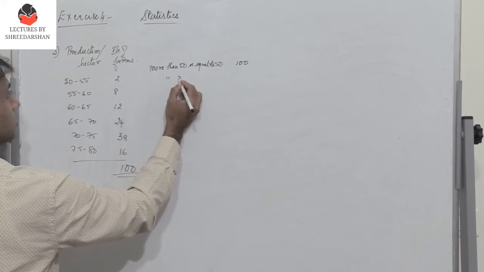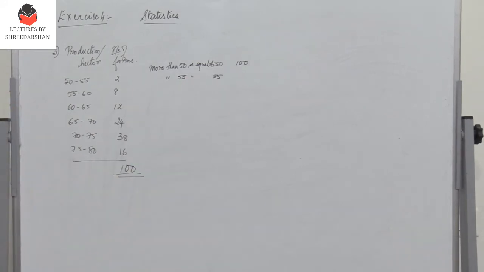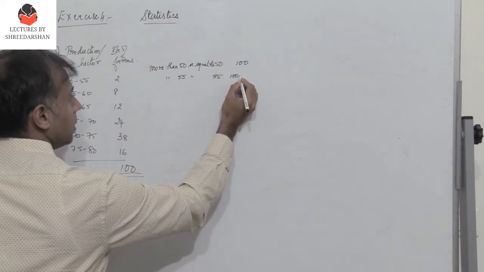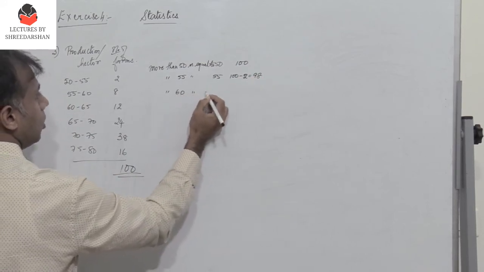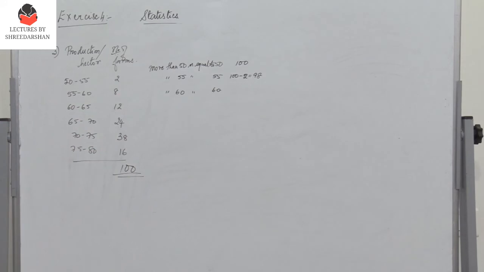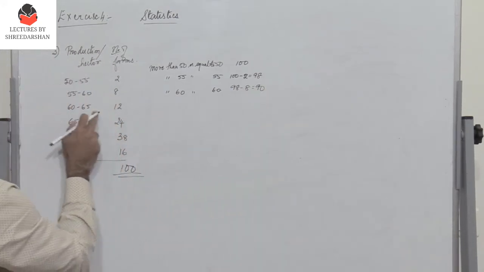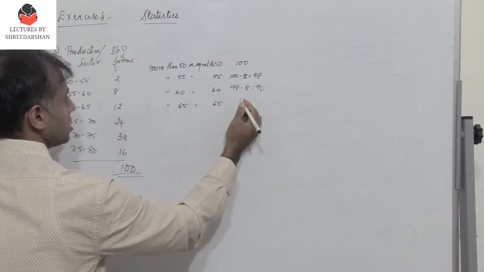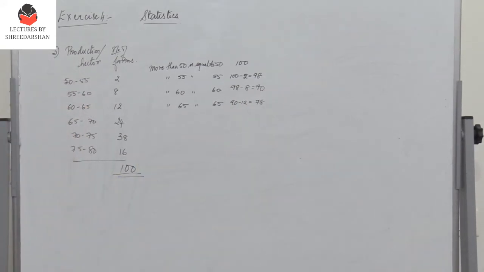So more than or equal to 55. So what would that be? So we are excluding 50 to 55 from 100. So it's going to be 100 minus 2, which is 98. Next, more than or equal to 60. So we are excluding the remaining 8 from 98. So 98 minus 8 gives me 90. Next, more than or equal to 65. So from 90 I am excluding 12. So I get 78.